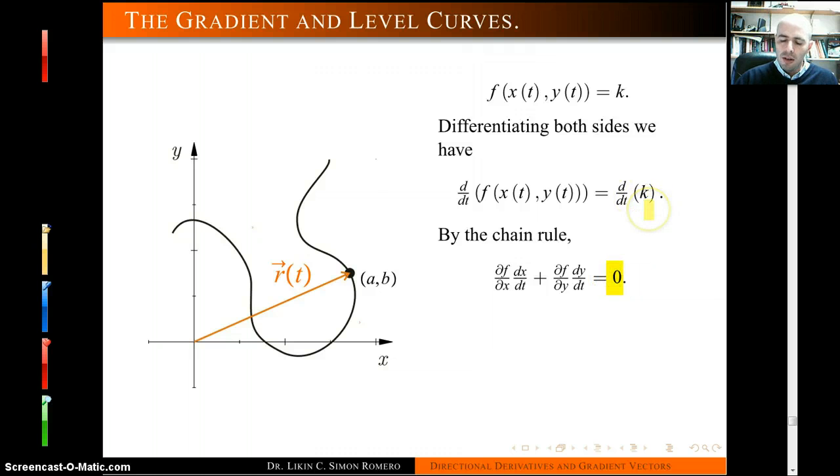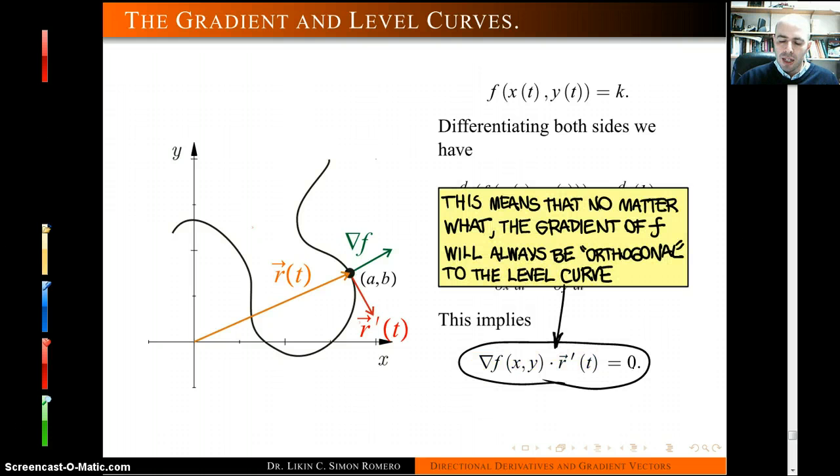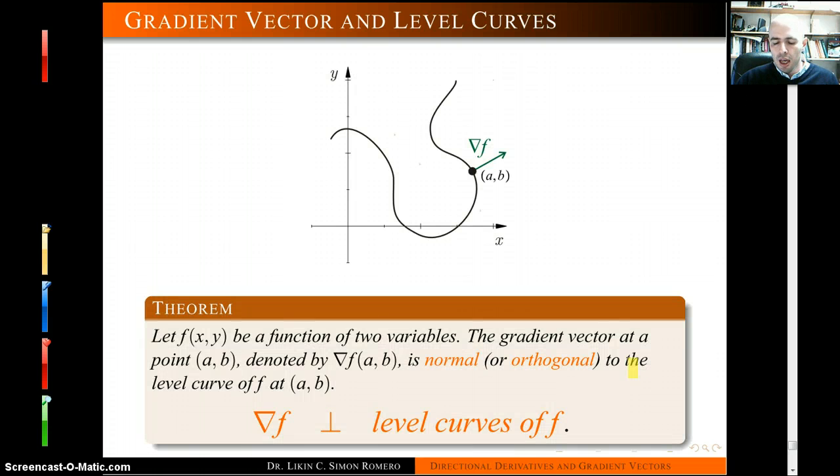Now, taking this equation and taking the derivative, on one side we're going to have the derivative of a constant, and on the other side the chain rule. But if you express this in a vector formula, we have that the gradient dot r prime is equal to 0 no matter what t is. In other words, we're saying that no matter what, the gradient of f is always going to be orthogonal to the level curves. So let me just put it here. The gradient vector is always going to be orthogonal to the level curves of f.